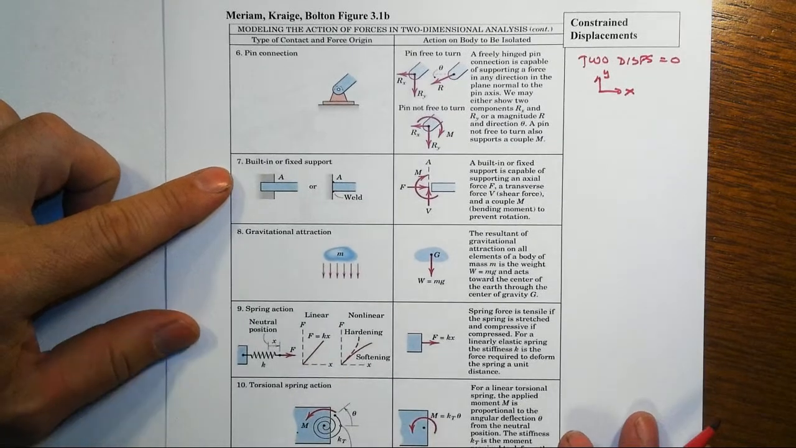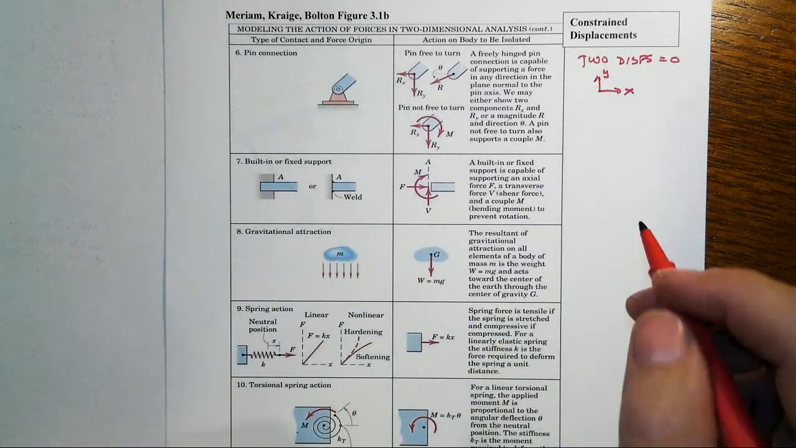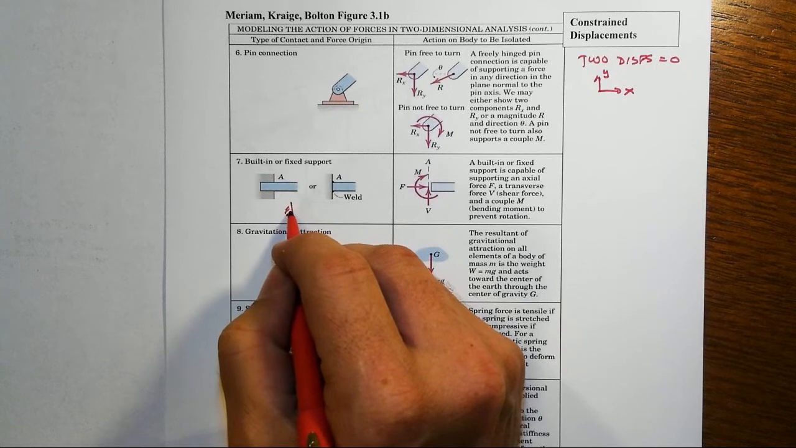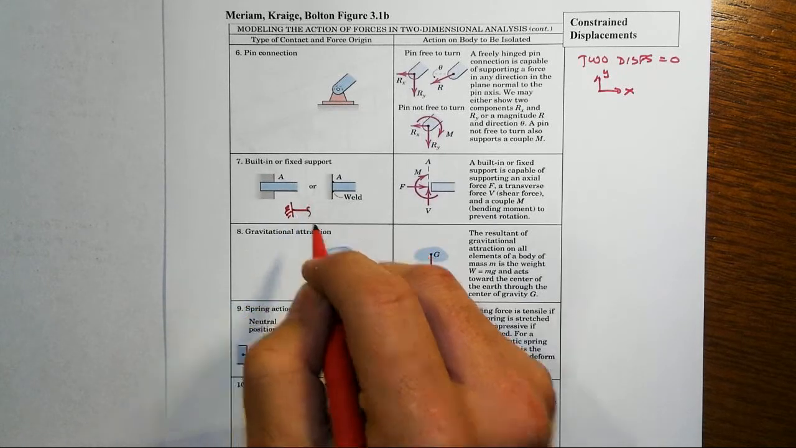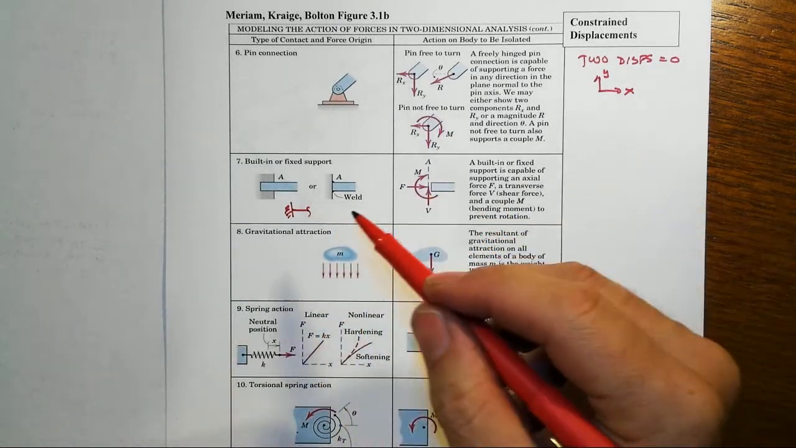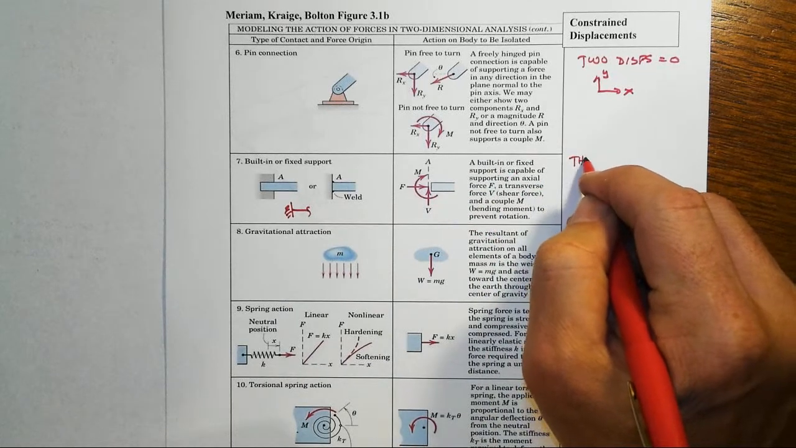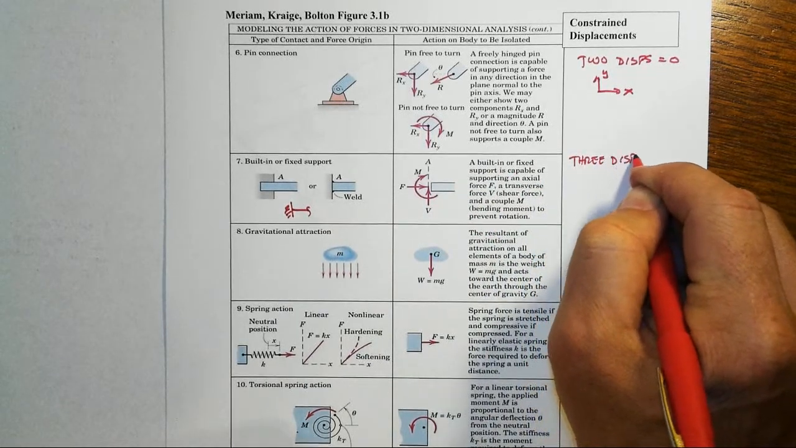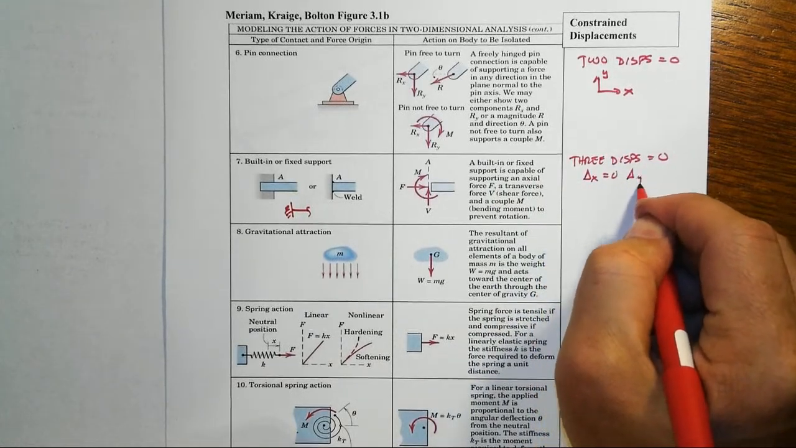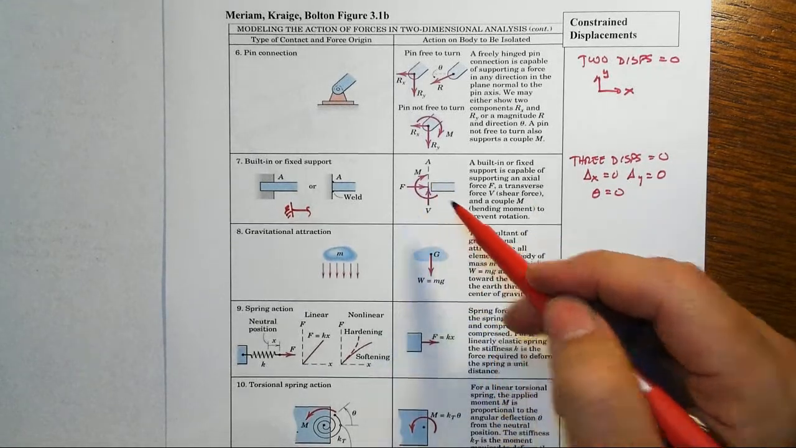Now, the built-in or fixed support occurs in a lot more ways than what you see here. And I'd argue that you don't usually see the symbols like this at all. Instead, you see these little hashing, and then you see the structural members sticking out. That's, I think, a little bit more common as a schematic representation. There, we're now going to have all three displacements be 0. That's going to be translation. So delta x equals 0, delta y equals 0, and a rotation will be held to 0. That means we have to have three forces in order to do that.